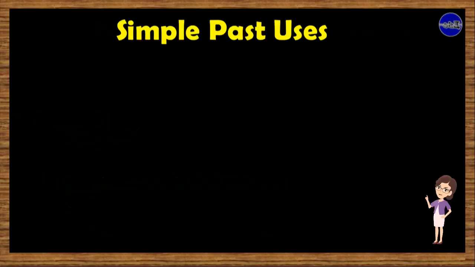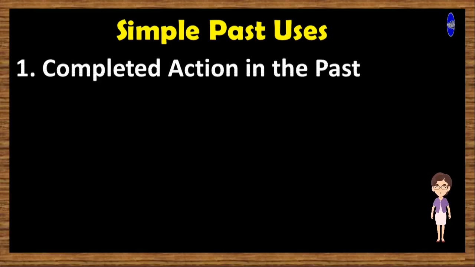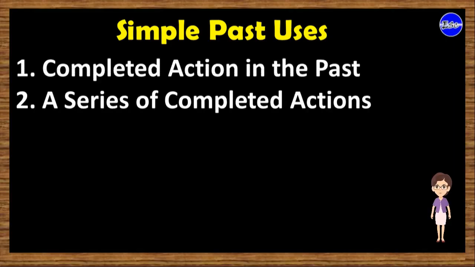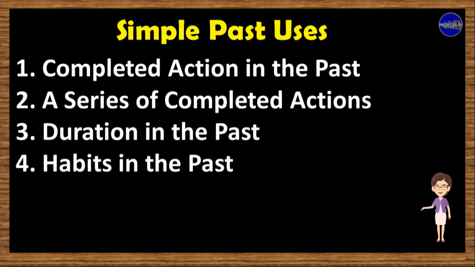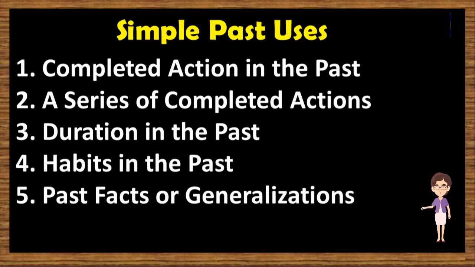Simple past uses. Specifically, simple past tense is used to indicate or talk about: 1. Completed action in the past. 2. A series of completed actions. 3. Duration in the past. 4. Habits in the past. 5. Past facts or generalizations. Let's see them one by one.